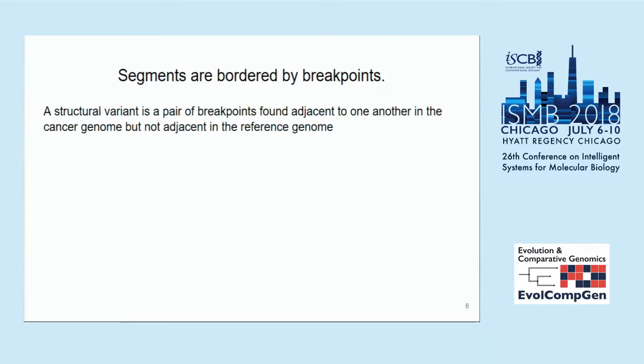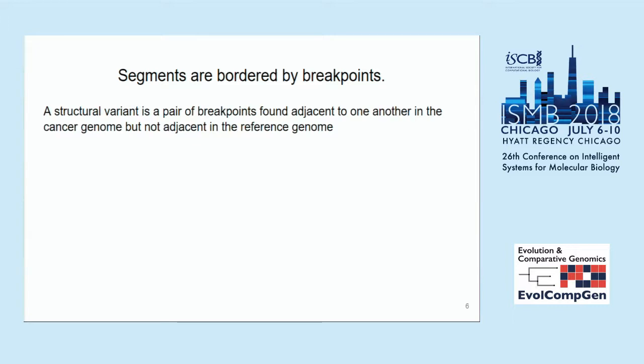So our method focuses more on the copy number variants and the structural variants. I'll explicitly define what I mean by a structural variant. We define a structural variant as a pair of breakpoints found adjacent to one another in the cancer genome, but not in the original reference genome. So in this example of a tandem duplication, we can picture the individual boxes as nucleotides and the similarly colored nucleotides as segments of the genome.